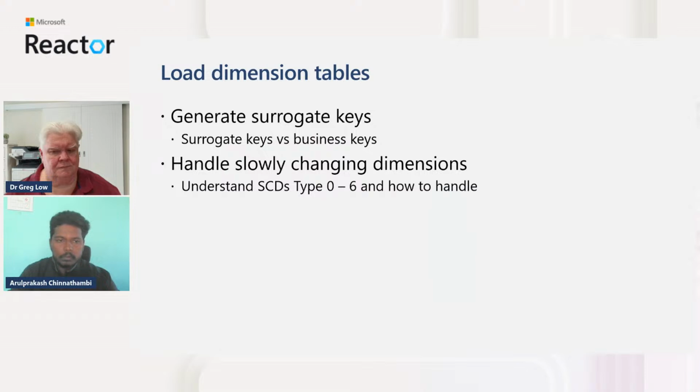So moving on to the next one, loading dimension tables. When it comes to a data warehouse, we have two different tables: dimension tables and fact tables. Having explored the various types of data loads, it is essential to understand the role of keys in ensuring data integrity and efficient querying within our data warehouse.